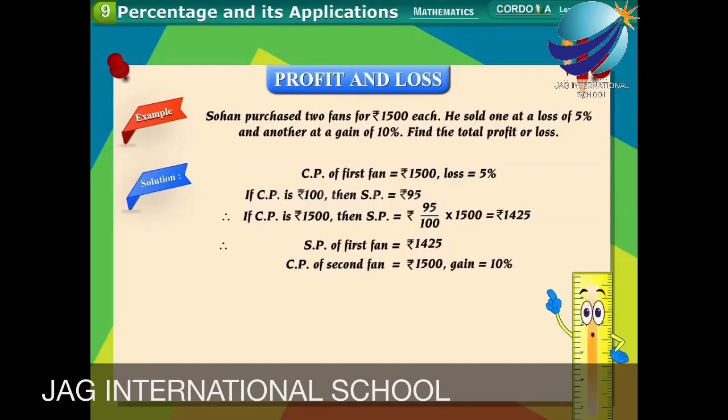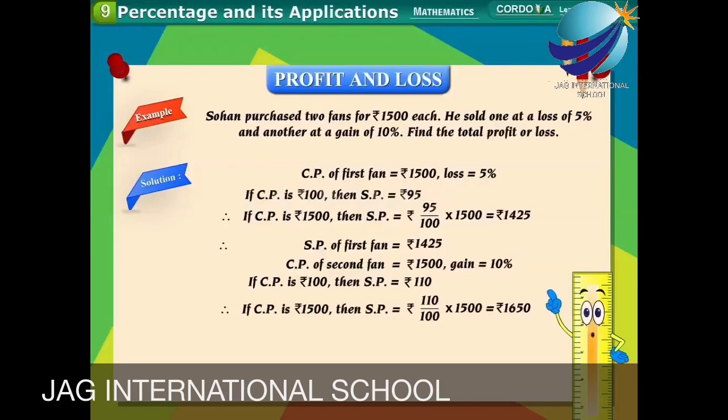CP of second fan is equal to rupees 1,500. Gain is equal to 10%. If CP is rupees 100, then SP is rupees 110. Therefore, if CP is rupees 1,500, then SP is equal to rupees 110 divided by 100 multiplied by 1,500 is equal to rupees 1,650. Therefore, SP of second fan is equal to rupees 1,650.